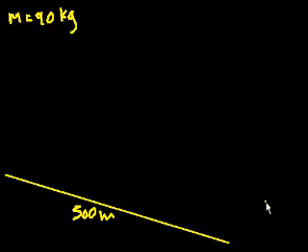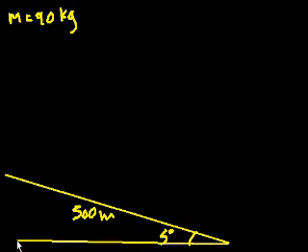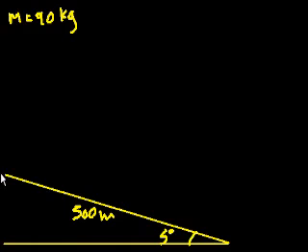500-meter long hill with a 5-degree incline. So this is 5 degrees. And we can kind of just view it like a wedge, like we've done in other problems. There you go. That's pretty straight.